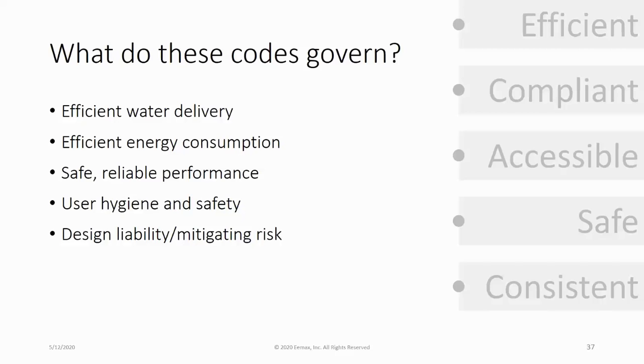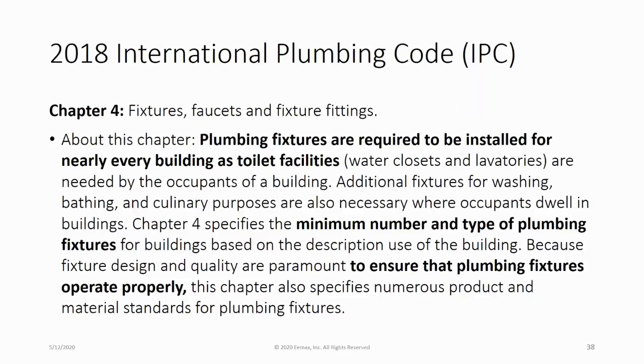What are all these codes doing? If you really broke them down into 2 bullet points after you read them all, which I haven't done, it comes down to 2 things: efficiency and safety. Whether that's water efficiency, energy, safe, reliable performance, user hygiene and safety, and mitigating the risk of design liabilities. Safety and efficiency all comes down to the right systems. And one part of that system is your fixtures.